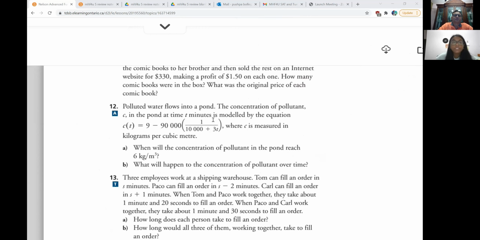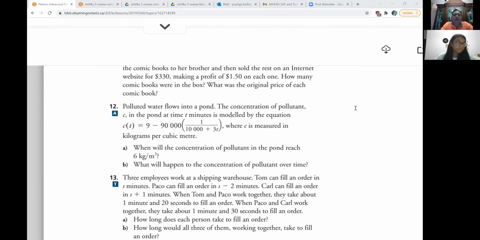Polluted water flows into a pond. The concentration of pollutant C in the pond at time t minutes is modeled by the equation C of t equals 9 minus 90,000 times 1 over 10,000 plus 3t, where C is measured in kilograms per cubic meter. Part A is when will the concentration of pollutant in the pond reach 6 kilograms per meter cubed? And B is what will happen to the concentration of pollutant over time. So I was able to get the answer to part A, but I did not know how to do part B. Okay. So first, share your answer with part A.